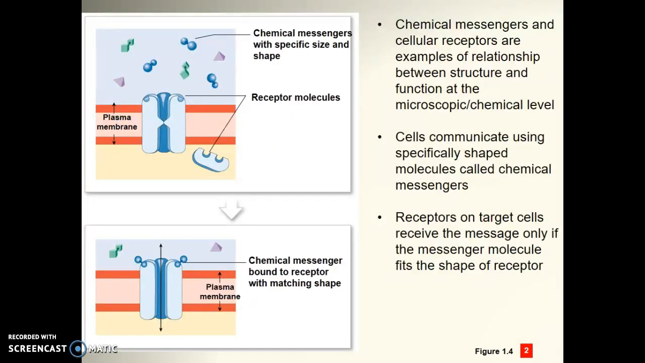This is just a microscopic analogy. Just as the function of the elbow was dependent on the structure, at the cellular level, the function is dependent on the structure. Chemical messengers and chemical receptors are examples of this. Our endocrine glands produce hormones, and those hormones only act on specific target cells with receptors. It's a shape thing. The shape of the chemical messenger will fit exactly into the shape of the receptor molecule.